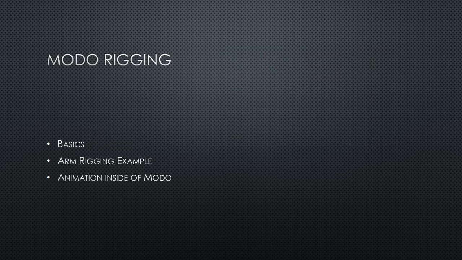So let's talk about rigging for a second in MODO. Here's a little outline of what I want to take us through tonight. I want to go through some basics of rigging, just in case you don't know. We're going to talk about joints and joint orients and how to put joints down and hierarchies and all that kind of stuff real quick. And then I want to go through rigging an arm, just so that you can get an idea of the workflow that happens in MODO when you're doing rigging and how you can do some really cool stuff to create some really pretty sweet rigs.